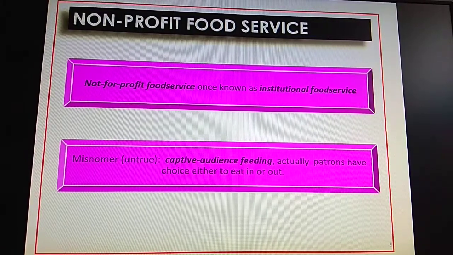Previously, universities were called captive audience feeding, but that is not the case, because students have the choice whether they want to eat in their mess. Mess means the canteen. So whether they want to eat at their own mess, in their dining canteens, or they have the choice to eat outside. But captive audience feeding is relevant for patrons that are not able to go out. For example, prisons. For example, hospitals.